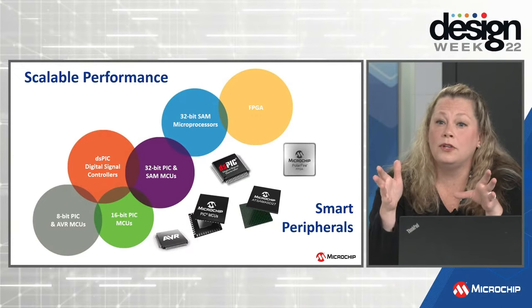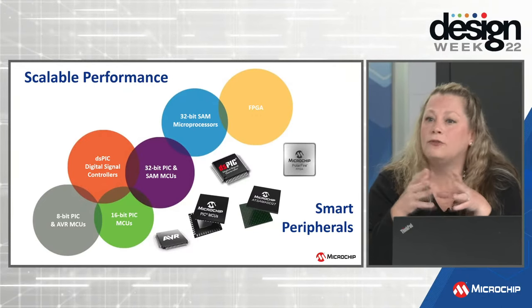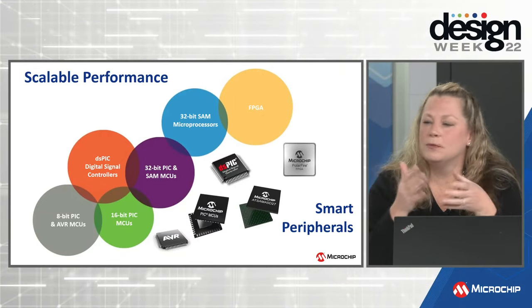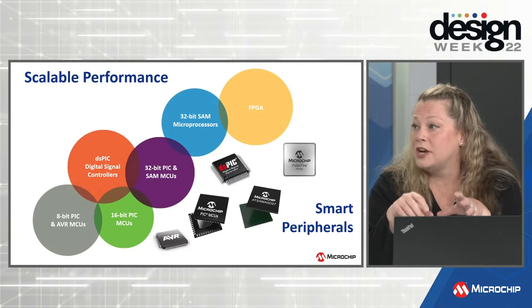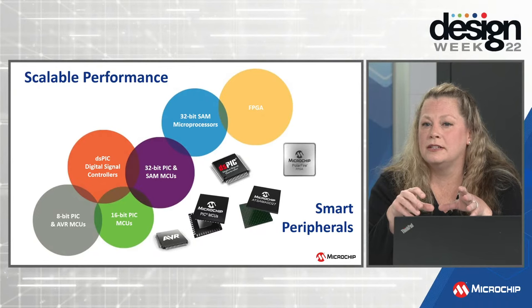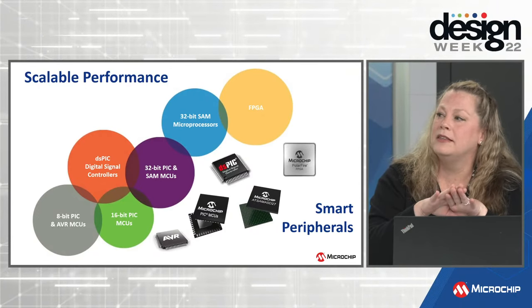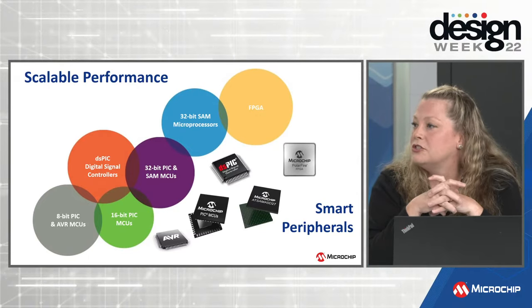Across the whole portfolio, there's smart peripherals integrated to try and offload the CPU when needed. And you can see in the picture there's some overlap in the various families, and that's an intentional part of our strategy to make sure that you don't have to jump from one family to another, that there is some nice overlap there to make that migration seamless as your requirements change. I dig it, thank you.